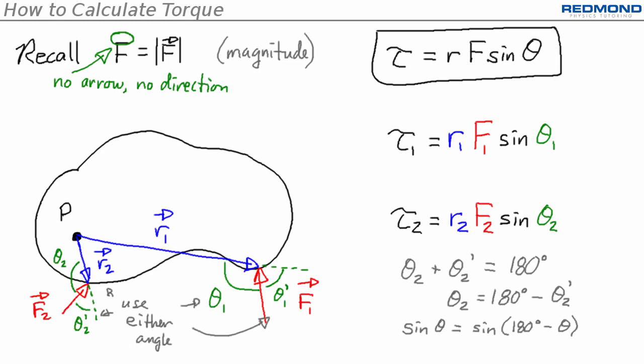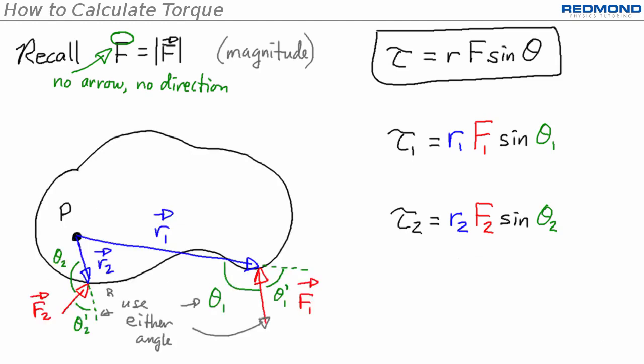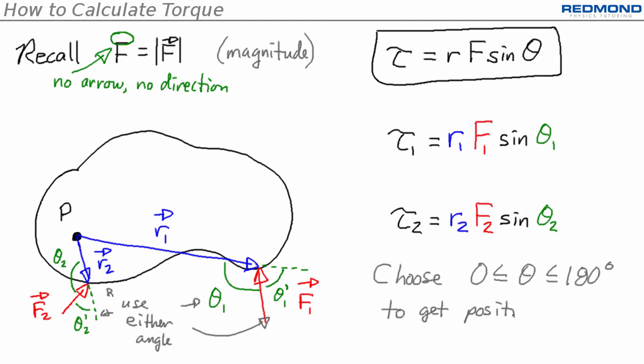Oh yeah, you'll need a diagram. Preferably a large one because it can be very difficult to find angles on those itty-bitty diagrams that so many students draw. My only suggestion about the angle is to choose an angle between 0 and 180 degrees, or 0 and pi radians, because the focus here is on calculating the magnitude of torque, and choosing an angle between 0 and 180 degrees gives a positive magnitude.